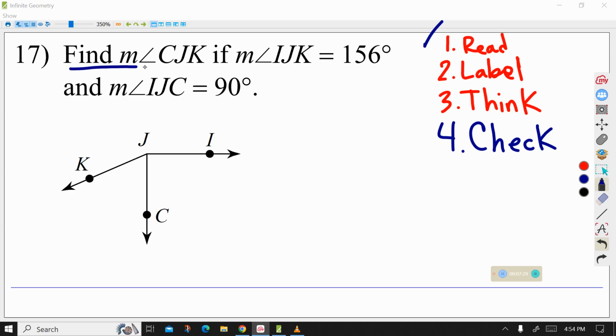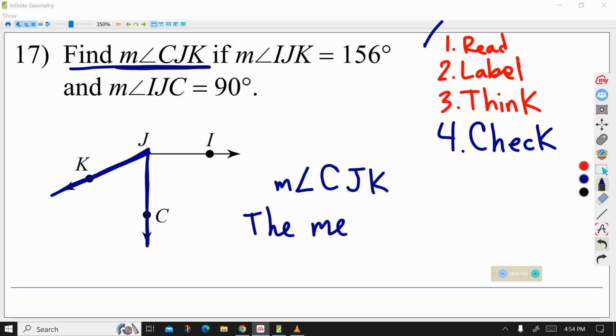It says to find the measure of CJK. When I'm reading things, I like to darken them so I know what I'm talking about. So CJK, now I've darkened it and I can see it in blue. Highlighters could help you sometimes too. So I know I want to find that blue angle. That's what I want to find. This little M and that line, the way we read this out loud is the measure of angle CJK. And angles are measured in degrees.